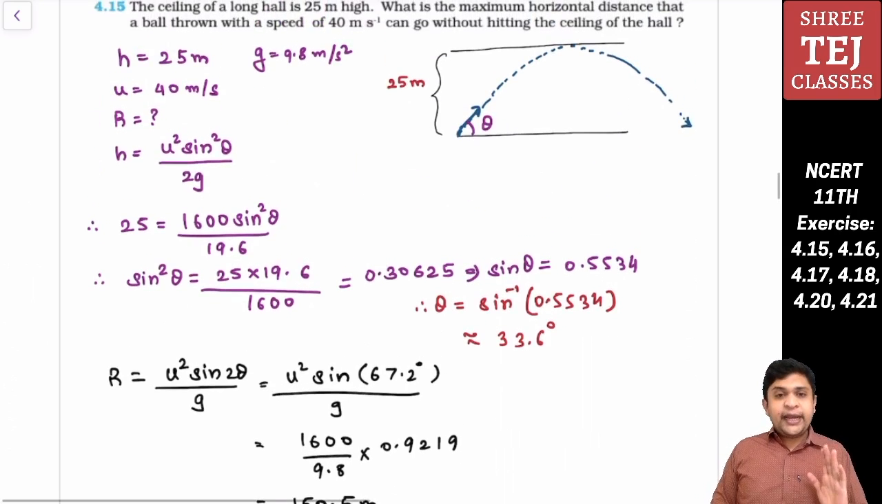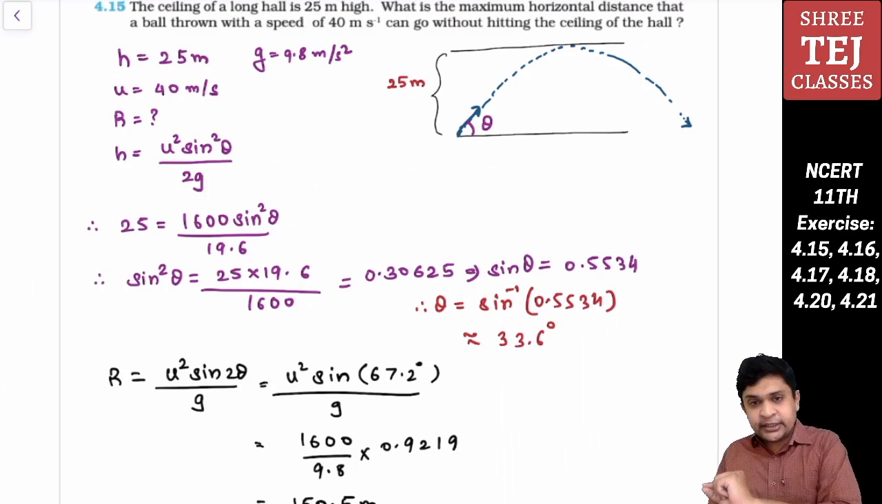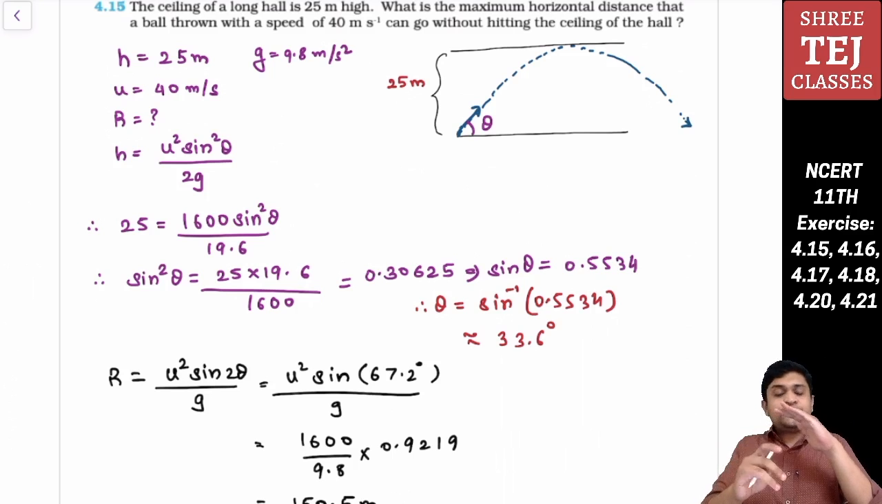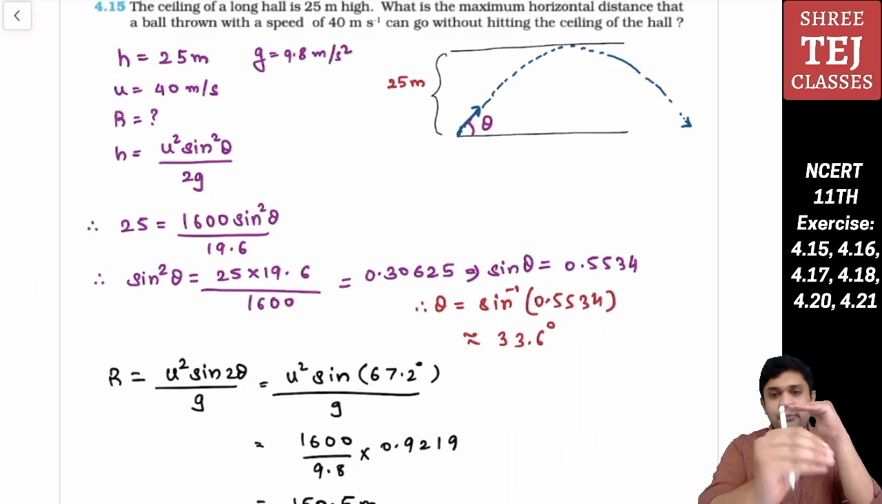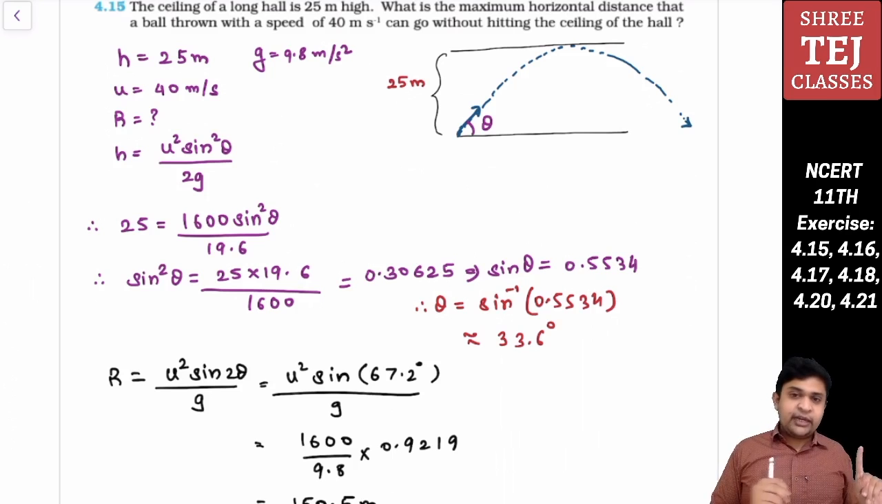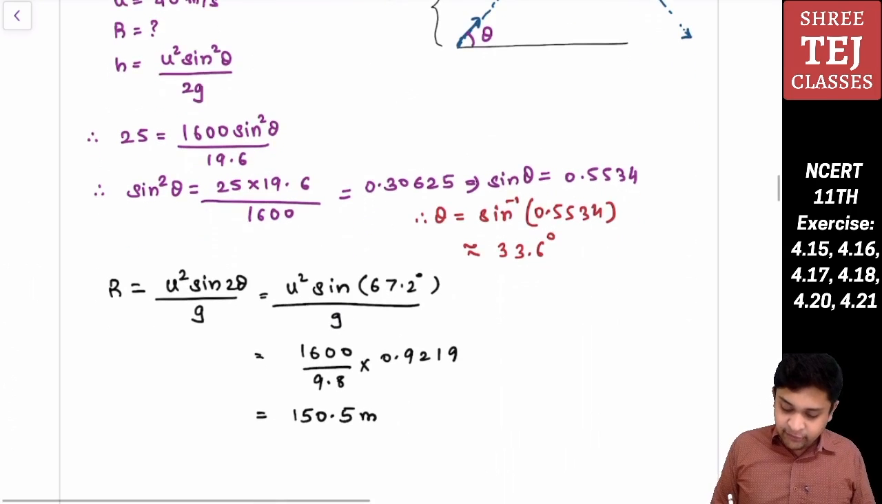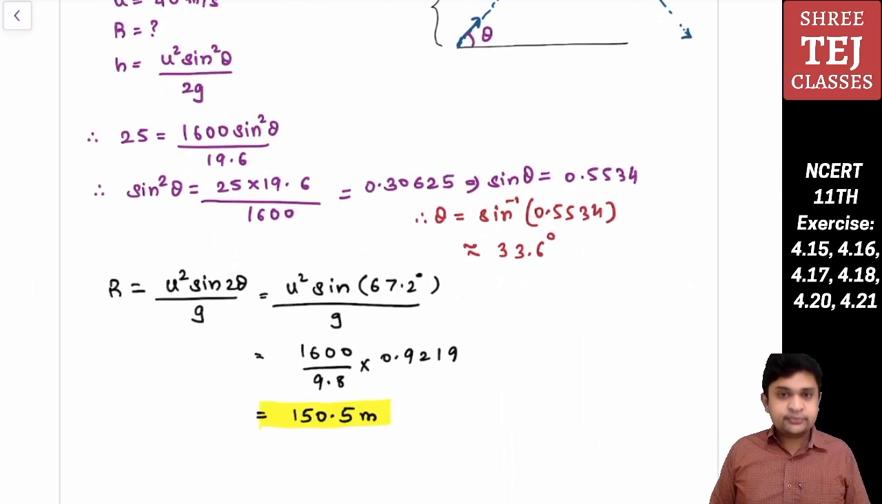So, to find the maximum distance reached without hitting the ceiling, the limiting case would be that the ball thrown just grazes the ceiling. It is not hitting the ceiling, but it is just going past the ceiling. Therefore, that will give us the maximum horizontal distance, which comes out to be 150.5 meter. Let us move to the next question.